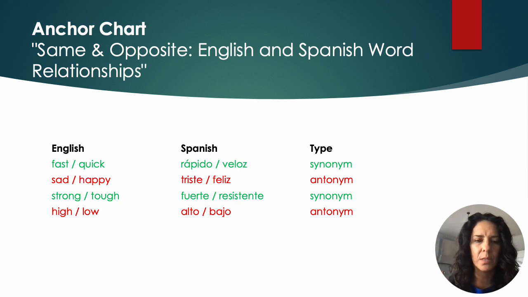what's another synonym for fast? Maybe it would be speed. I don't know, super speed, something like that. So that's what they would do, and then for Spanish, they do the same thing, rápido, veloz, and then they write down that it's a synonym. Then, of course, we're going to have those students that don't understand, and then we explain to them and let them know. Then we would do the same thing for an antonym, sad and happy, and then triste y feliz, and that's an antonym. So we would do a long list of synonyms and a long list of antonyms.